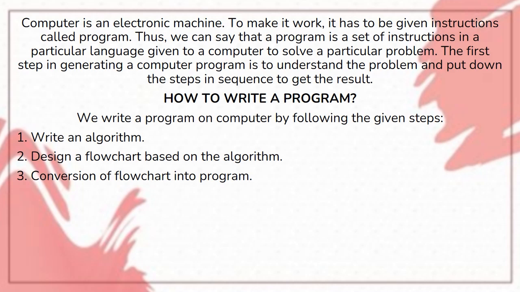The first step in generating a computer program is to understand the problem and put down the steps in sequence to get the result. How to write a program? We write a program on computer by following the given steps. 1. Write an algorithm. 2. Design a flowchart based on the algorithm. 3. Conversion of flowchart into program.